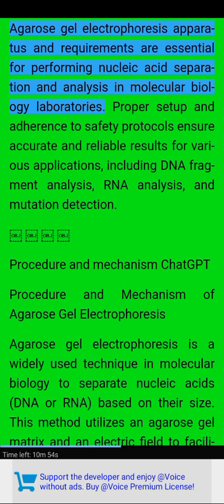Agarose gel electrophoresis apparatus and requirements are essential for performing nucleic acid separation and analysis in molecular biology laboratories. Proper setup and adherence to safety protocols ensure accurate and reliable results for various applications, including DNA fragment analysis, RNA analysis, and mutation detection.